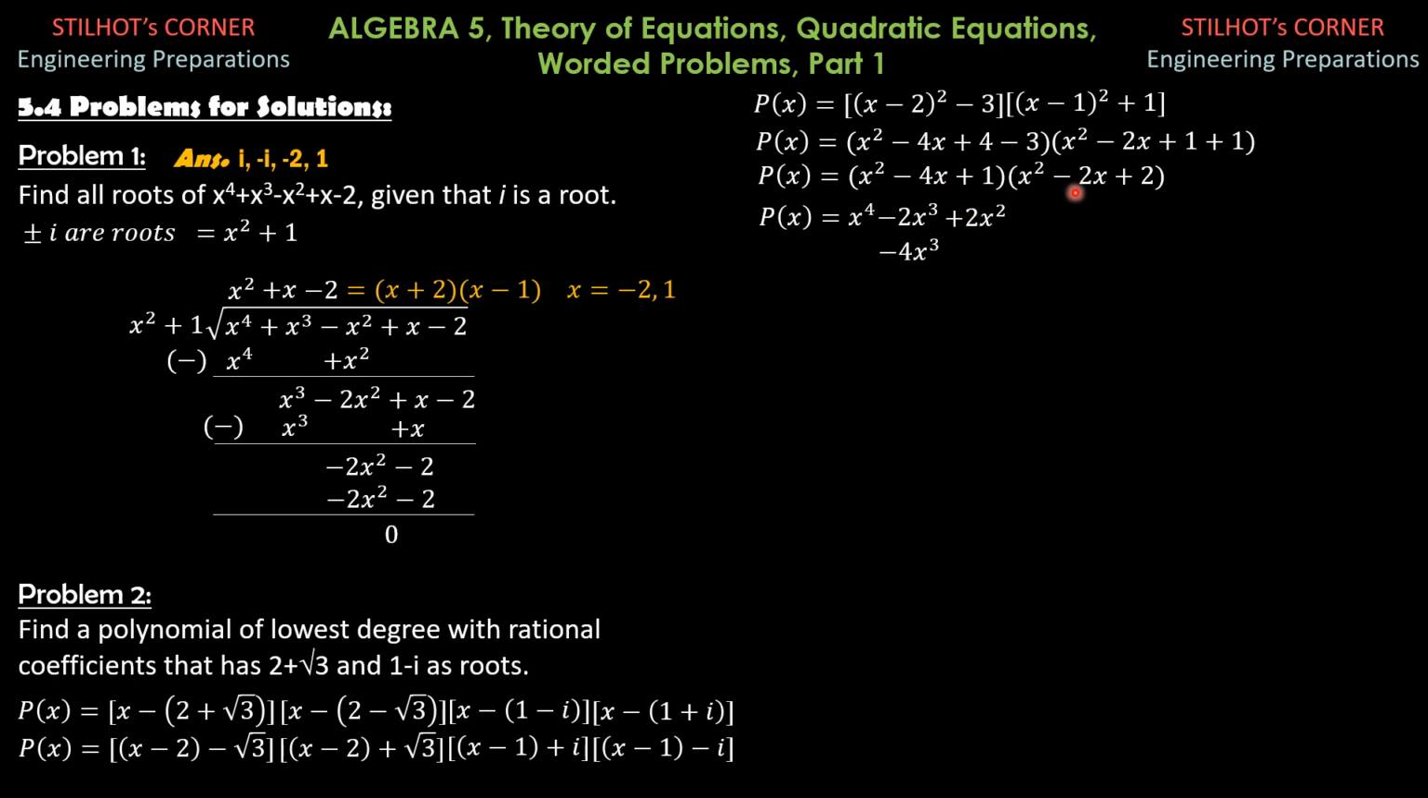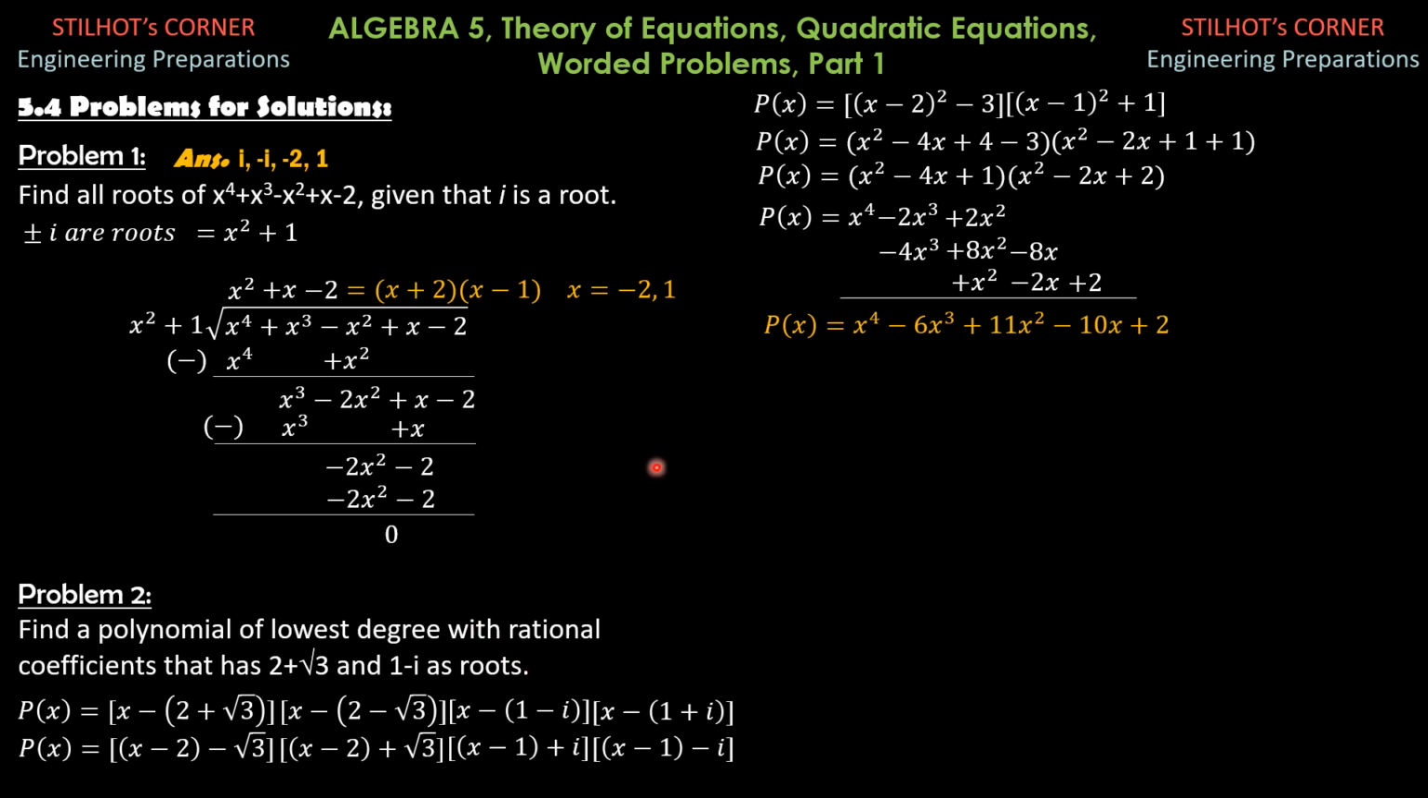Negative 4x times negative 2x is positive 8x squared. Put it under this. And negative 4x times 2 is negative 8x. Then 1 times quantity x squared minus 2x plus 2 would be the same, x squared minus 2x plus 2. So put x squared here, then negative 2x here, then plus 2. Then combining like terms, the polynomial therefore is x to the fourth minus 6x cubed plus 11x squared minus 10x plus 2. So that's the polynomial of lowest degree given these two roots.